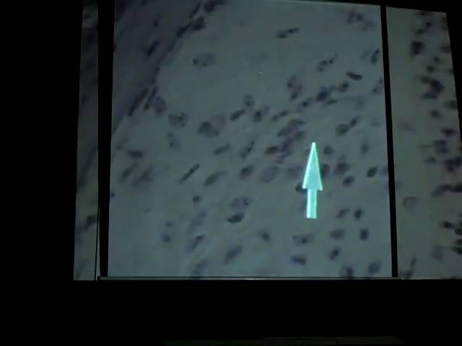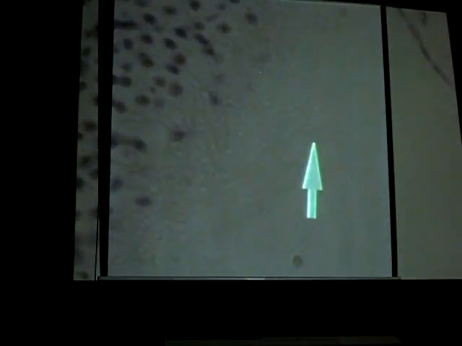All right, so this structure over here, let's go back to it. We can see the little hairs sticking out with the otoliths sitting inside, and then we have the macula sitting here.